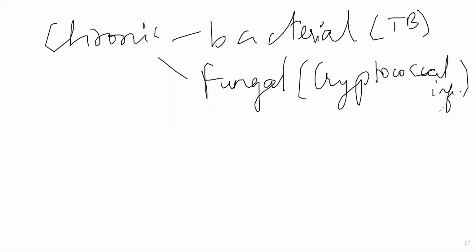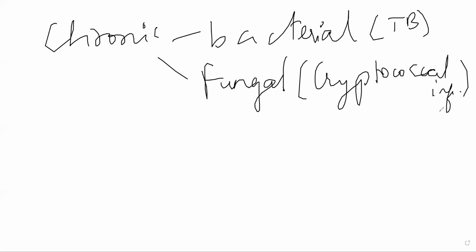If it is chronic cryptococcal meningitis, at that time you will see a lot of lymphocytes, a lot of plasma cells, and you will see abundant capsulated cryptococci in your brain. Okay. So those are the two forms of chronic infections, chronic meningitis.